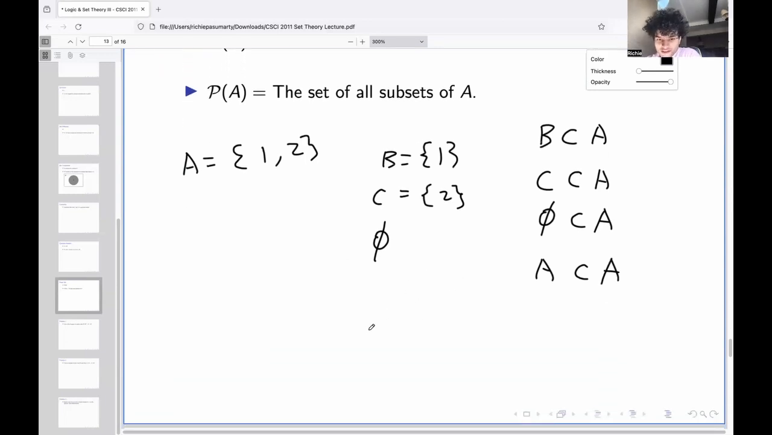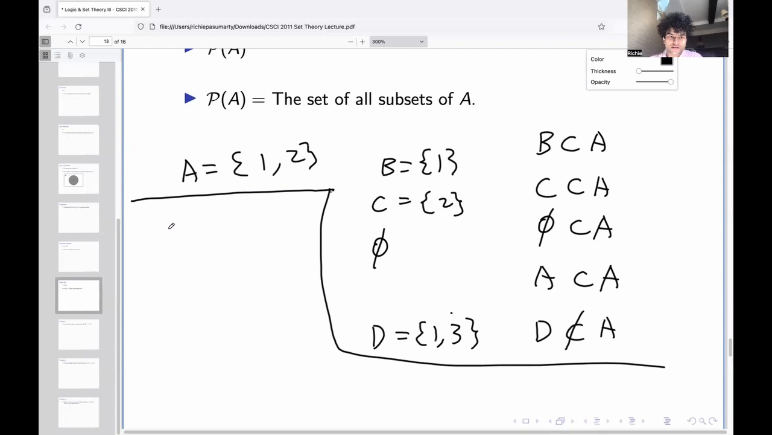Okay, here's an example of a set which is not a subset of A. So {1, 3} is not a subset of A because 3 is inside of D and 3 is also not inside of A. So D is not a subset of A.